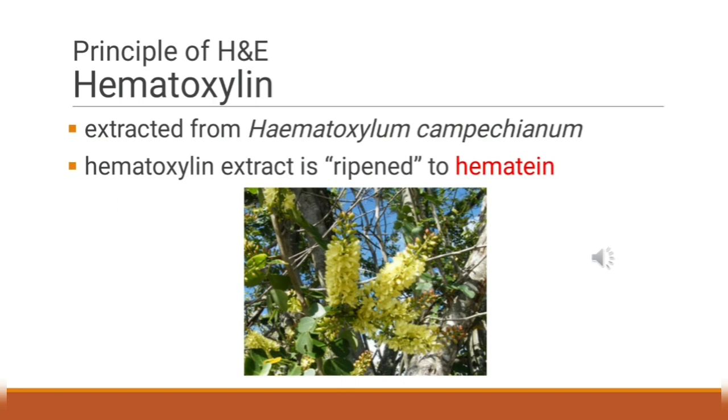Corymbia opaca, also known as the desert bloodwood, is also a species of a tree that is endemic to northern Australia, which can also be used for H&E staining. Shown in the picture is our Hematoxylum campechianum tree.